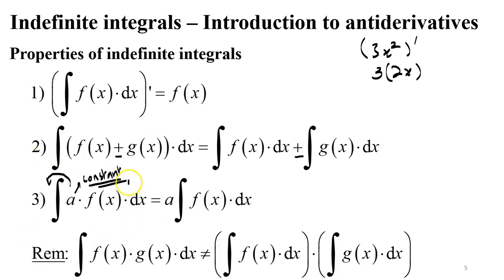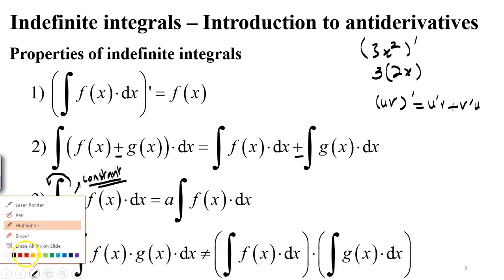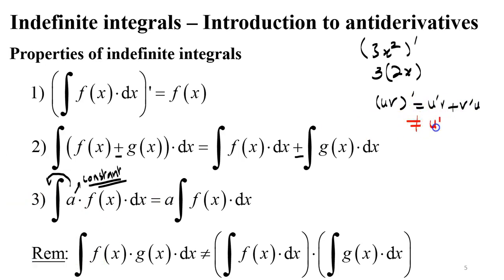And this quick remark here says that the integral of a product is not the product of the two integrals. Similarly, for derivatives, we have seen in the previous lesson that the derivative of u times v is u prime v plus v prime u, which in fact is not u prime times v prime. So do not make the mistake of finding the derivative of each term in the product. So it's similar to integrals. The integral of a product is not the product of integrals.